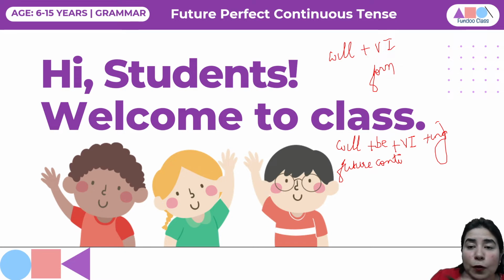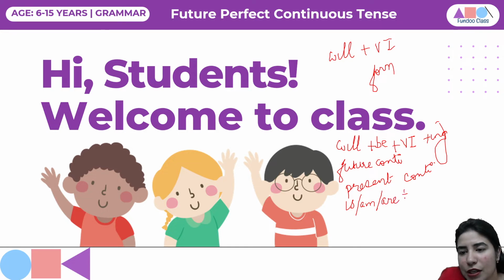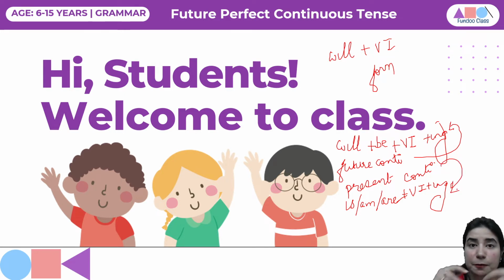So that everything is there for you to relate. So where do we use present continuous tense? So first, how do we use present continuous tense? We say is, am, or are plus verb first form plus ing. So you can see the difference between the formula for future continuous and present continuous, right? So this is the formula for future continuous and this is the formula for present continuous.